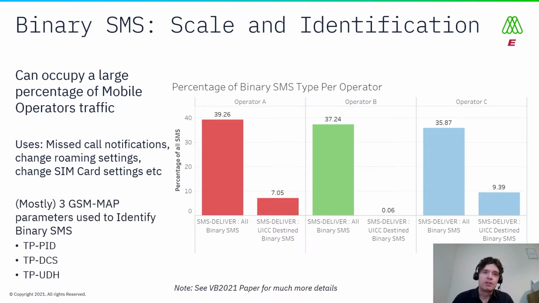It's quite difficult, in fact, sometimes to identify all the different types of binary SMS. There are three parameters which we use within the message headers to identify binary SMS. Those are the PID, DCS, and the user data header. By the way, for more information on this and any other parts of my presentation, please see the paper which gets released at the same time as VB 2021.